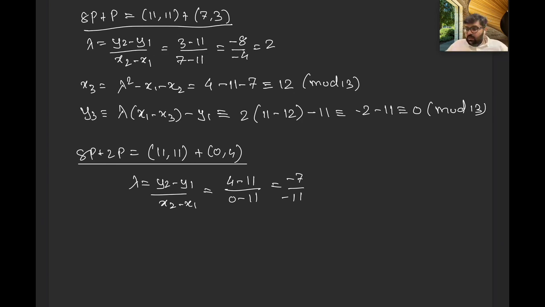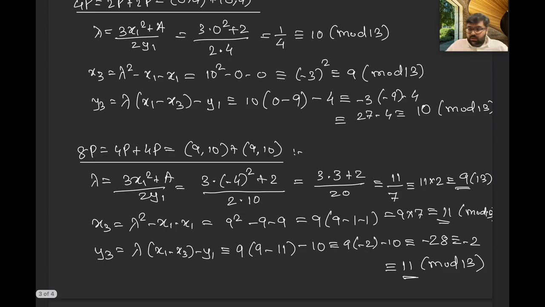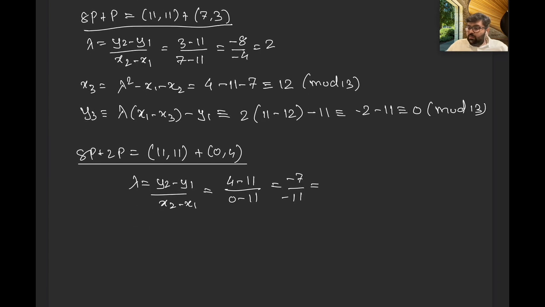So 7 upon 11. What is the inverse of 11? Inverse of 11 is 6. So this should be 7 into 6, 42, and 13 into 3, 39. So remaining 3. So lambda is 3 mod 13.